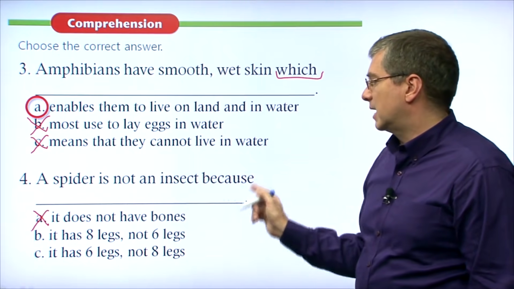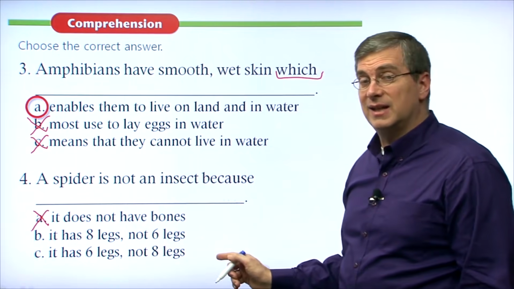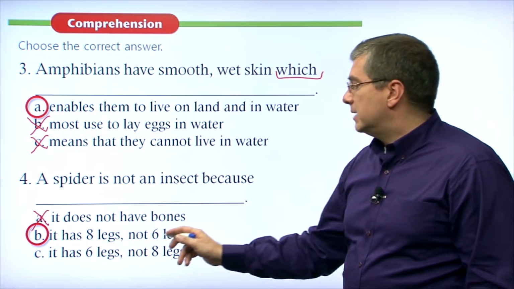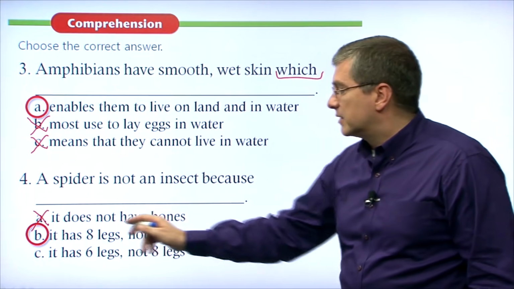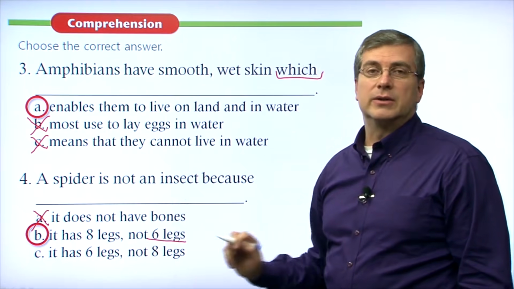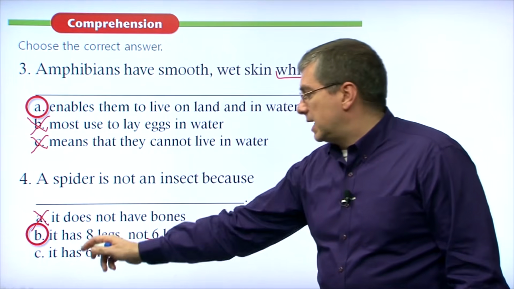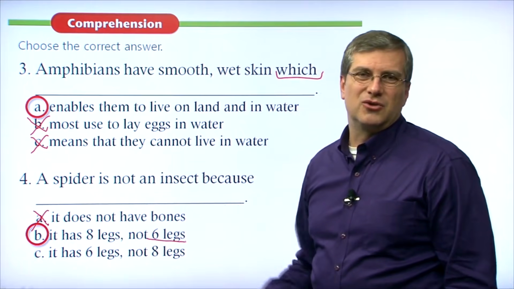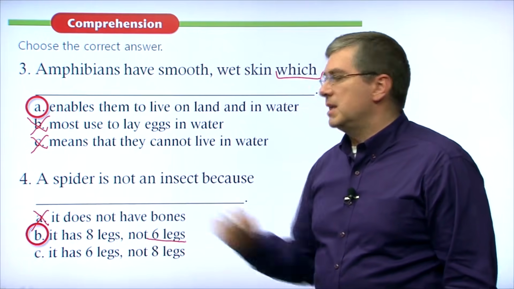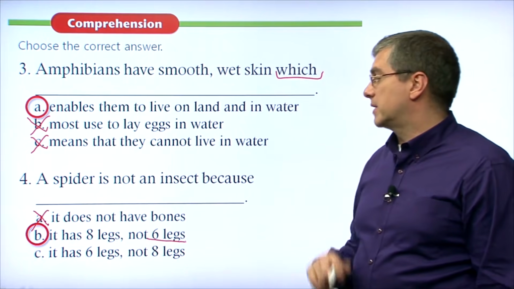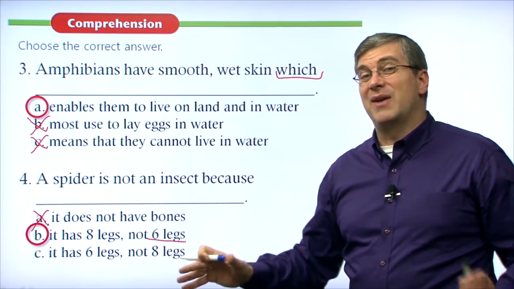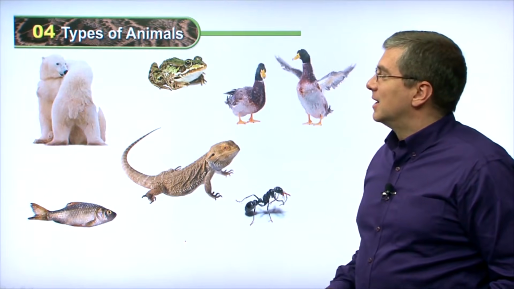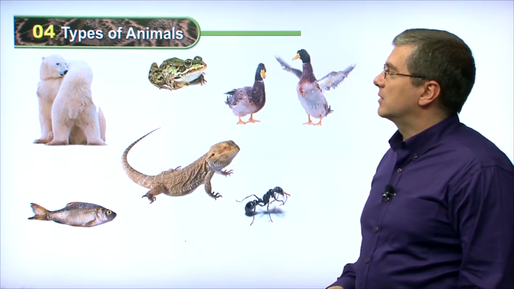A spider is not an insect because it has 8 legs, not 6 legs. That's it right there, right? A spider has 8 legs. Insects have 6 legs. Spiders have 8 legs. So spiders are not insects. C, it has 6 legs, not 8 legs. No, that's not correct. They just switched the numbers around trying to confuse you, right? So B is the correct answer, okay? A spider is not an insect because remember, spiders have 8 legs, right? They're kind of scary. Okay, anyway, let's do the final review, the final slide here.